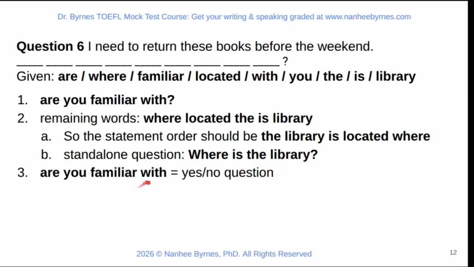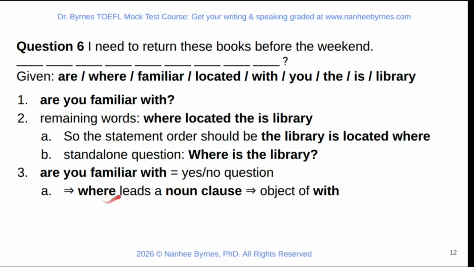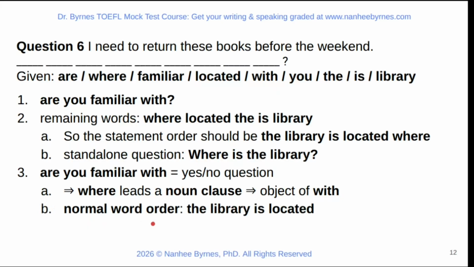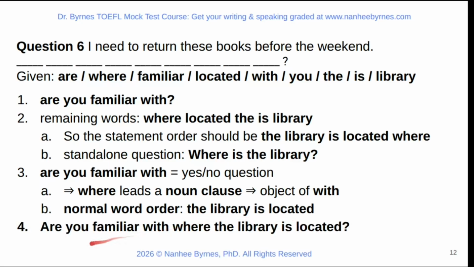However, when we combine this with are you familiar with, the where phrase becomes a noun clause, acting as the object of the preposition with. Therefore, we must use normal word order: the library is located. The final answer is, are you familiar with where the library is located?